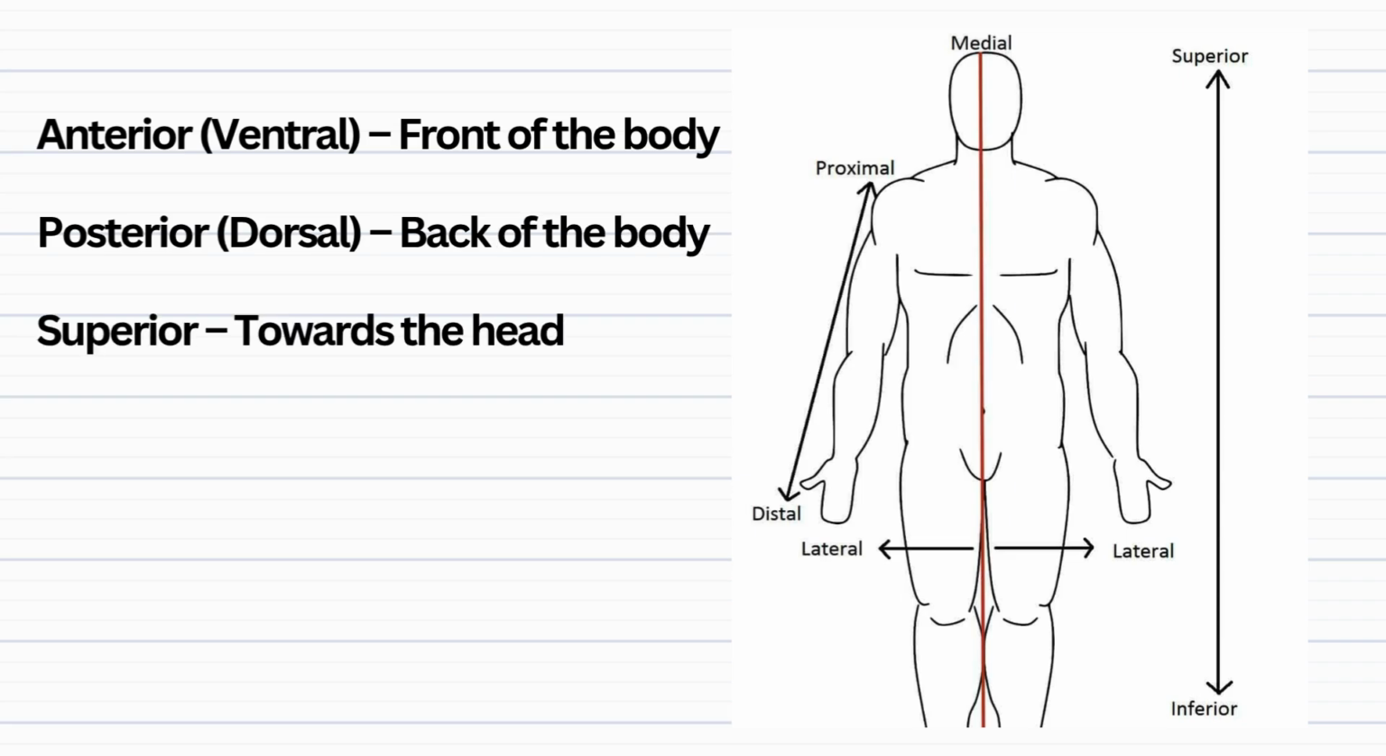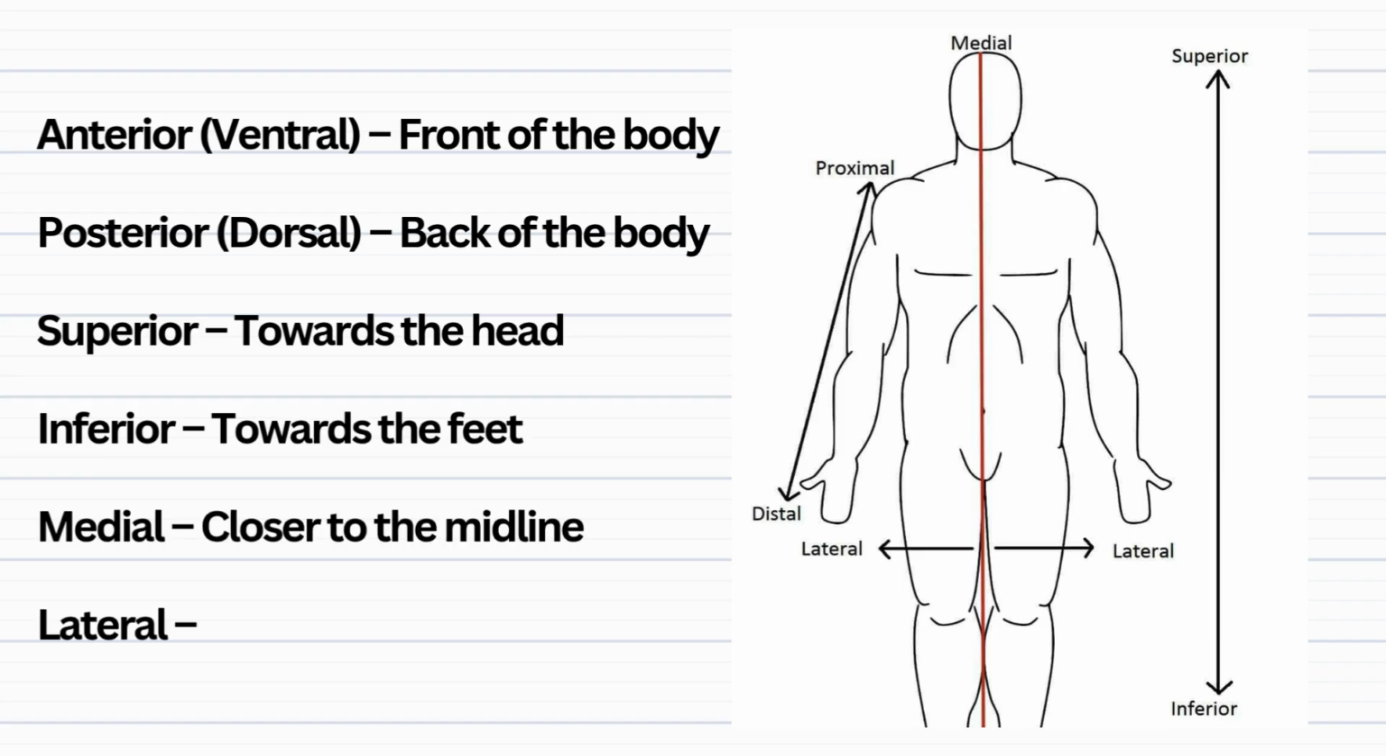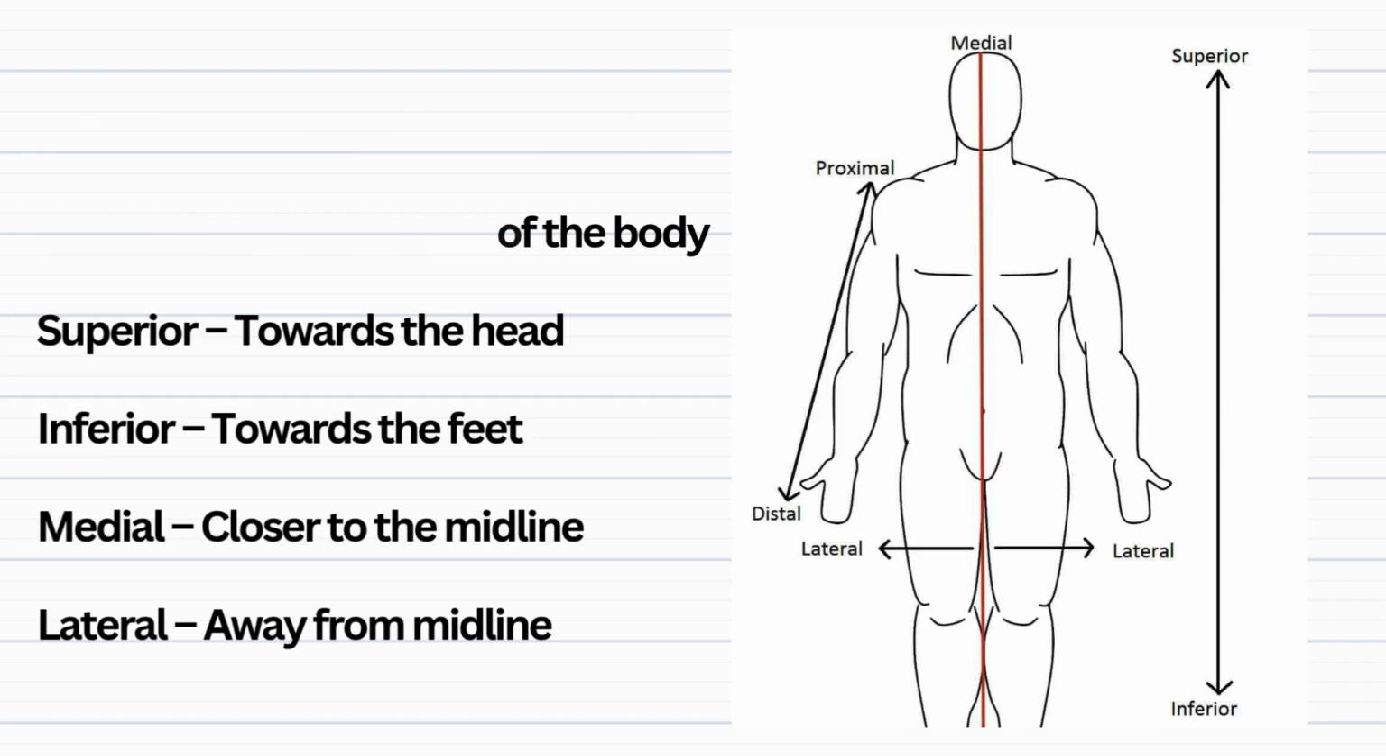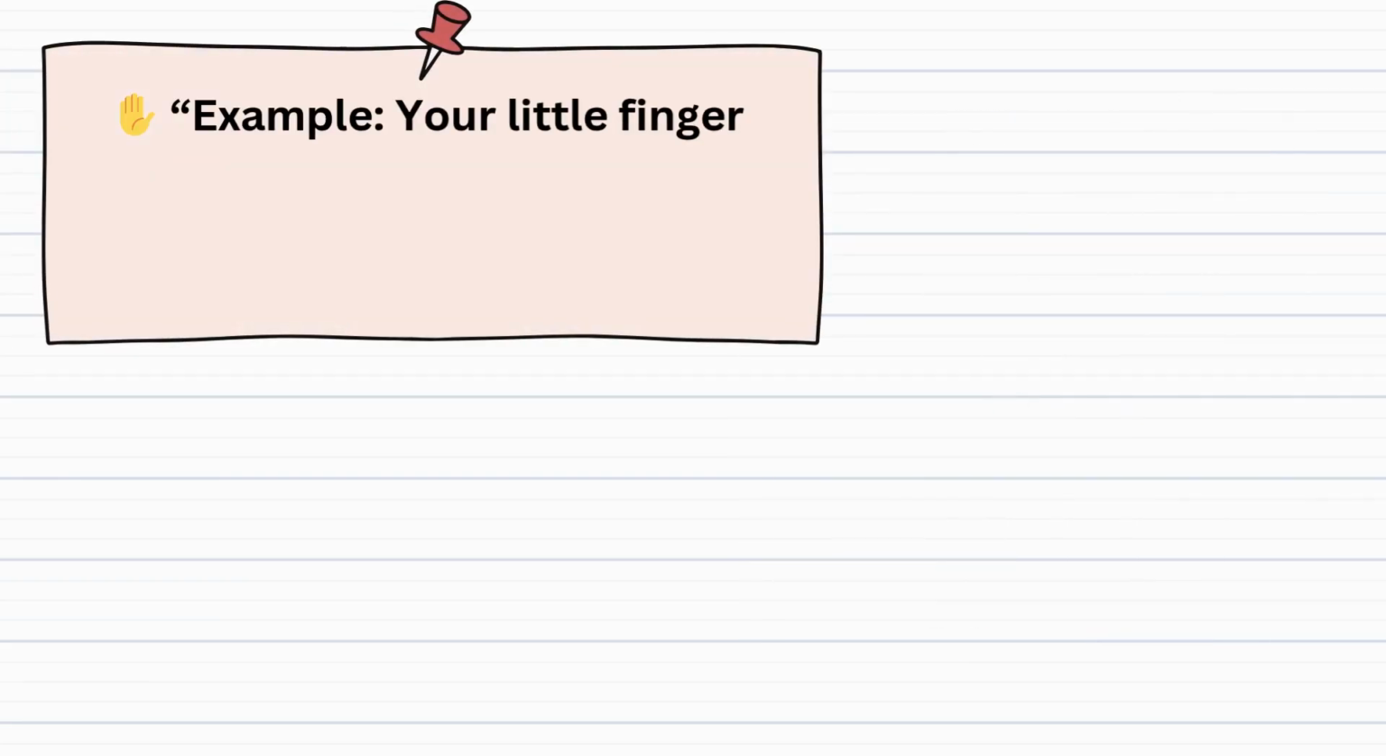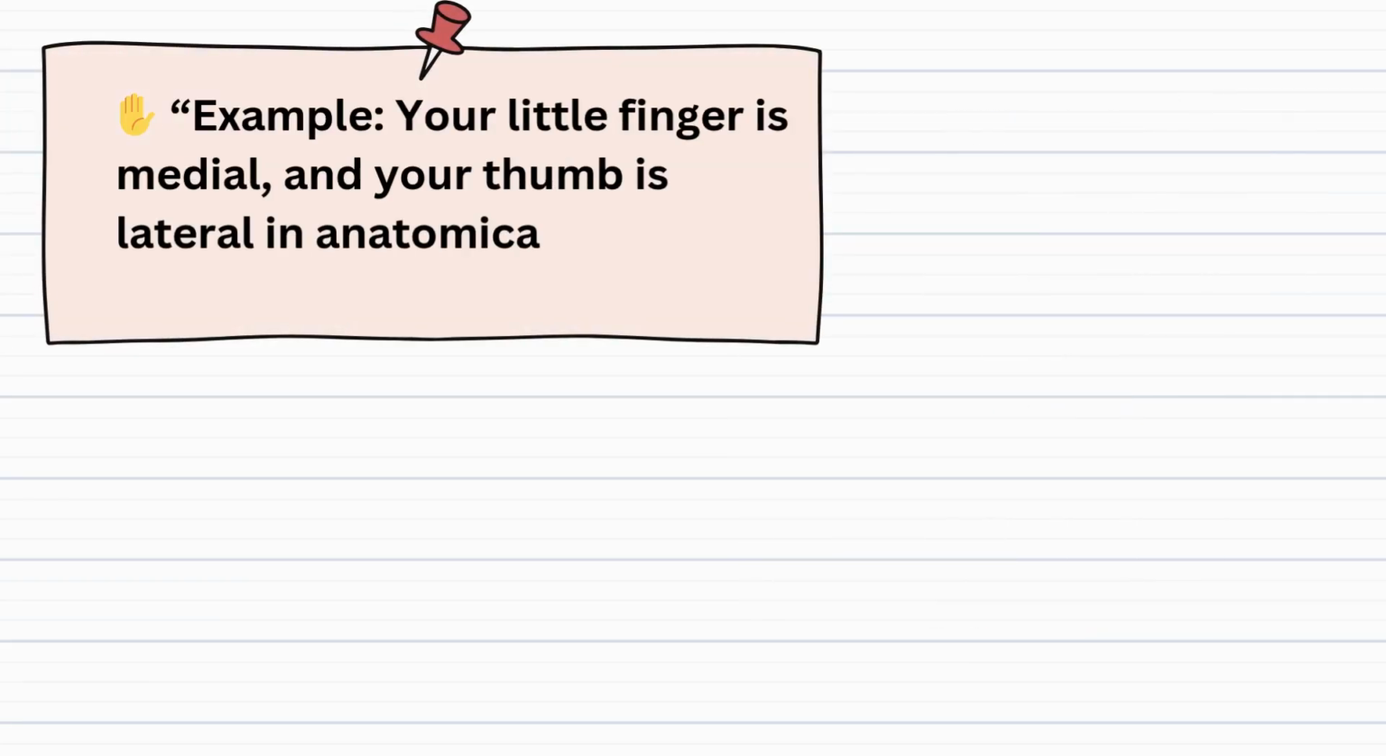Superior, towards the head. Inferior, towards the feet. Medial, closer to the midline. Lateral, away from midline. Example: your little finger is medial, and your thumb is lateral in anatomical position.